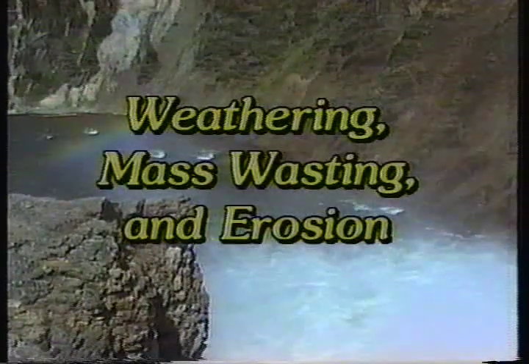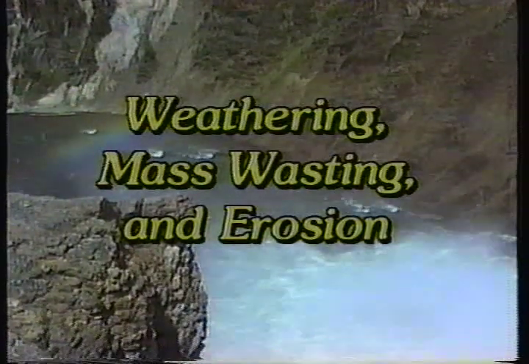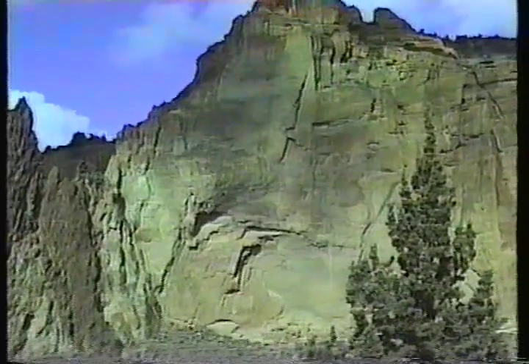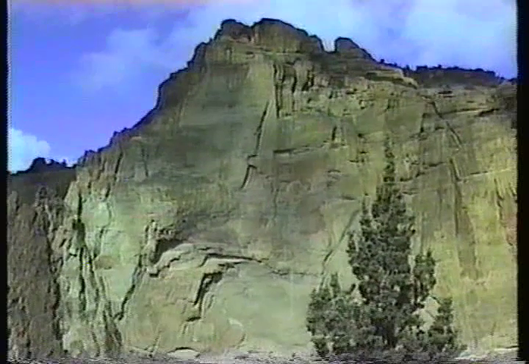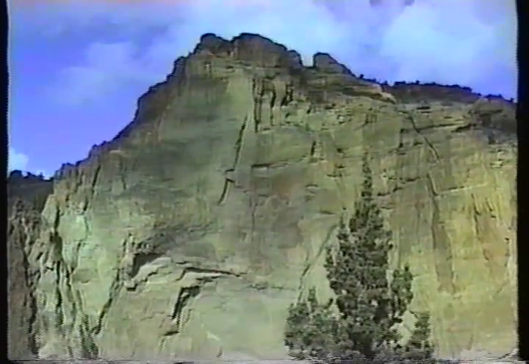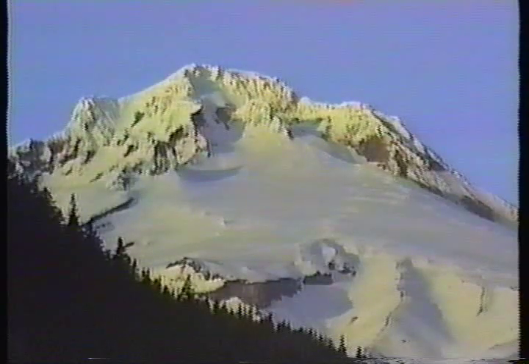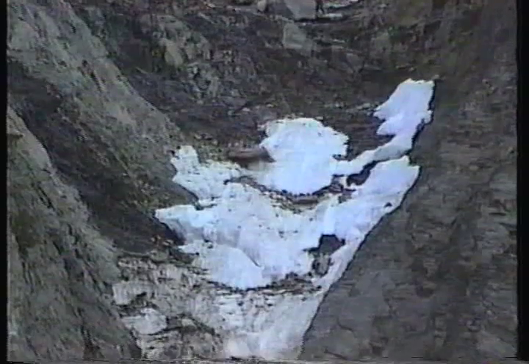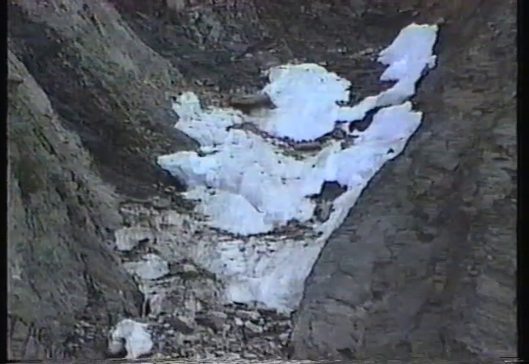Weathering, mass wasting, and erosion. The rock masses which compose the Earth's land surface undergo constant change. Even as mountain building forces uplift the land, gradational processes wear down high places and fill in low areas with fragmented rock materials.